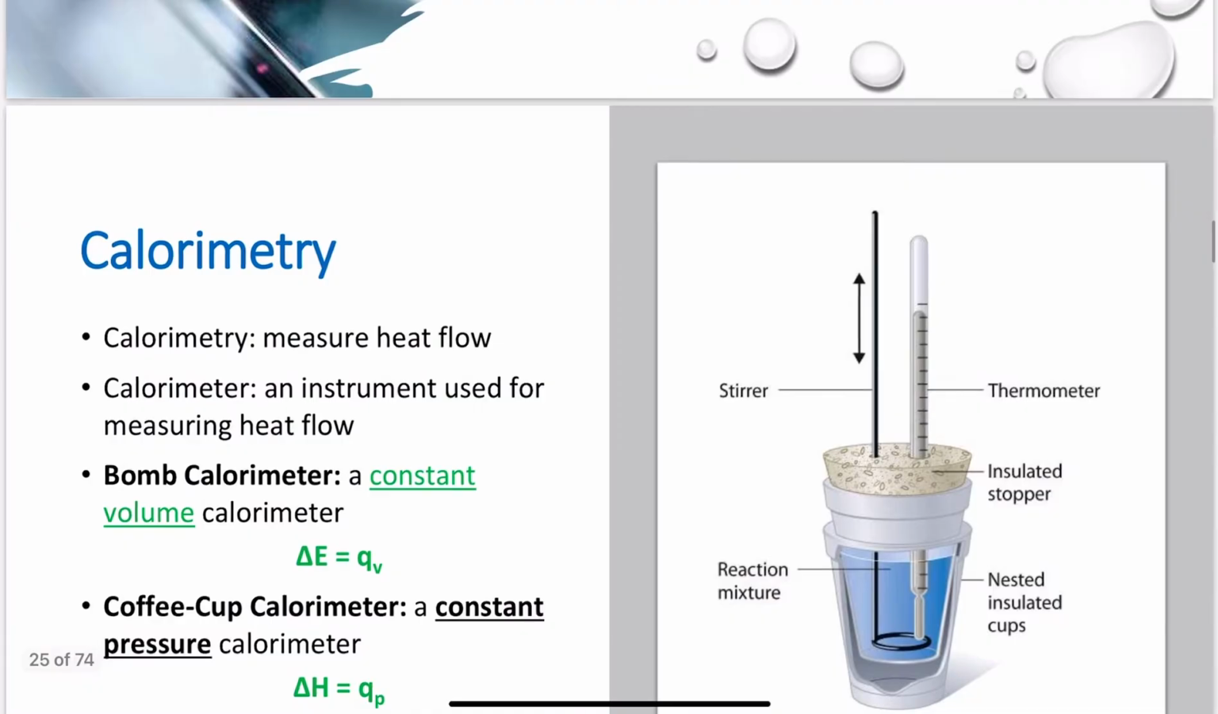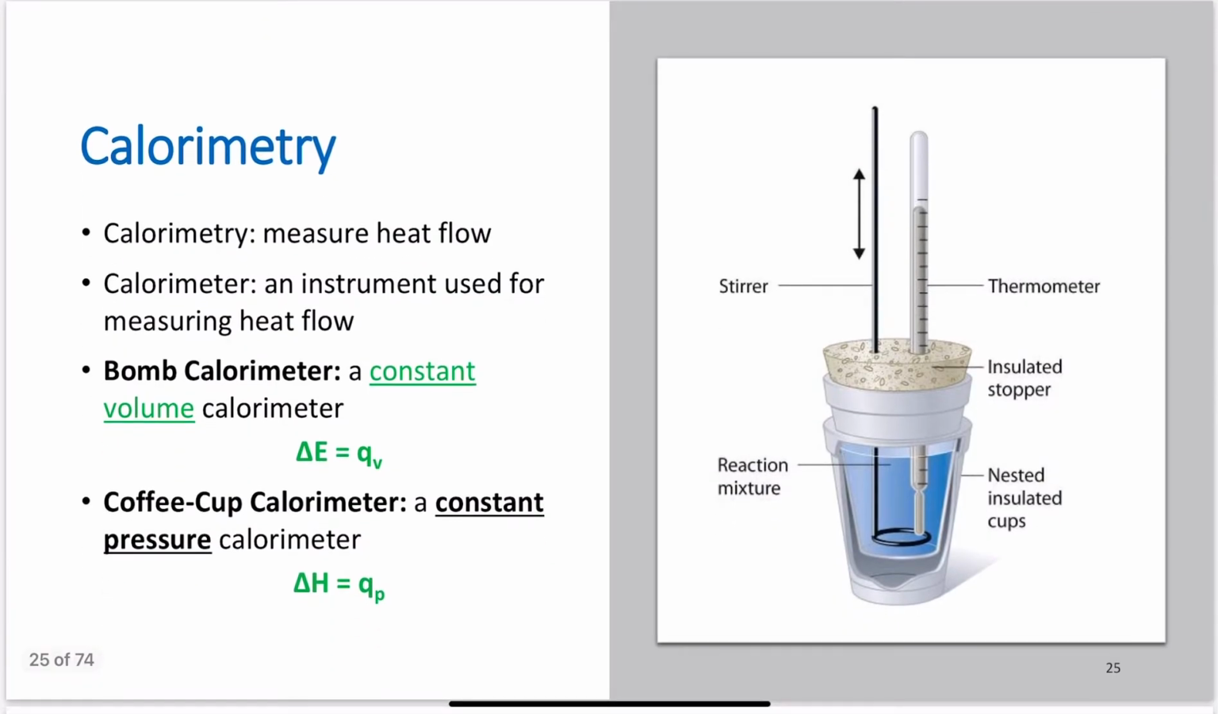So first, what is calorimetry? Calorimetry itself is defined as the measure of heat flow. It's a technique, it's a concept, it's how we measure heat flow. A calorimeter itself is the actual instrument that we use to measure the heat flow. So calorimetry is just a broad measure of heat flow. A calorimeter is the device used to measure that heat flow.